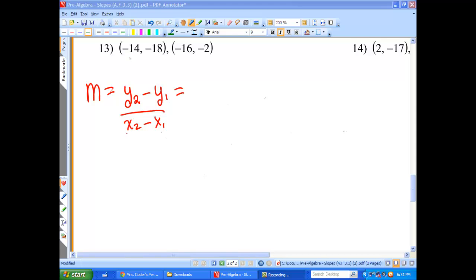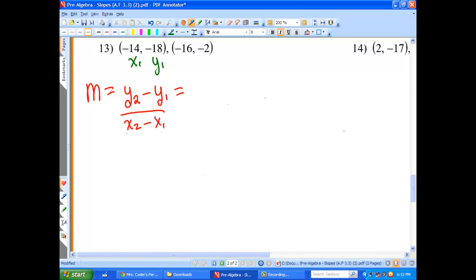Our first point, we have negative 14 and negative 18. So our first x is negative 14. We want to label that x1, and that's a subscript of 1. It's not an exponent. It's just a label telling us that's our first x. Next, we want to label negative 18 as y1.